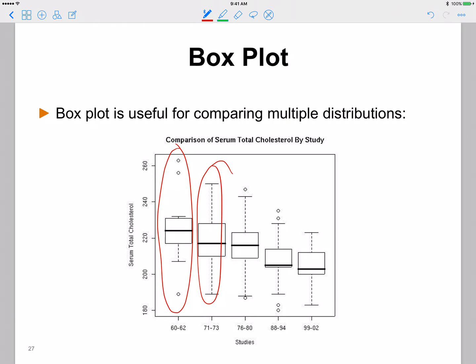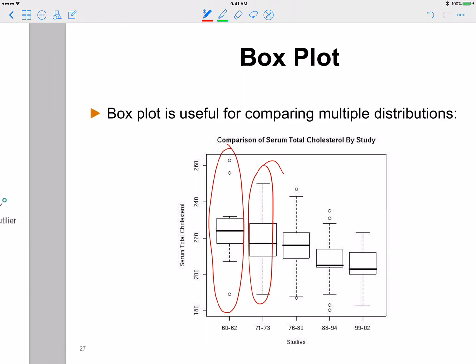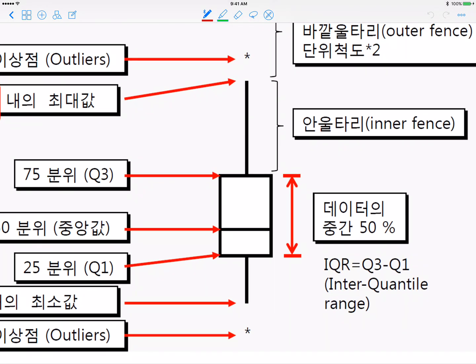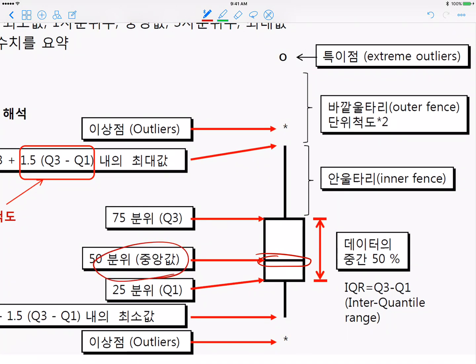So let's study what these mean. For one box plot, the line inside of our rectangle is our median value. This is the median, or the 50th percentile. And then this one is the 75th percentile, or the third quartile, and then the first quartile. That way we form this rectangle, and then the range between them.